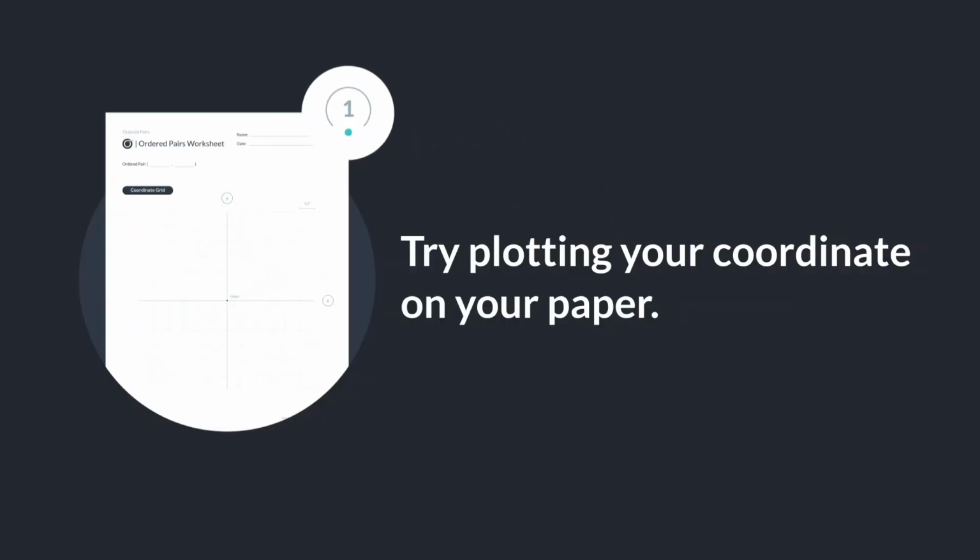Try plotting your coordinate on your paper. Remember, a negative on the x-axis is to the left of the origin, and negative on the y-axis is below the origin.